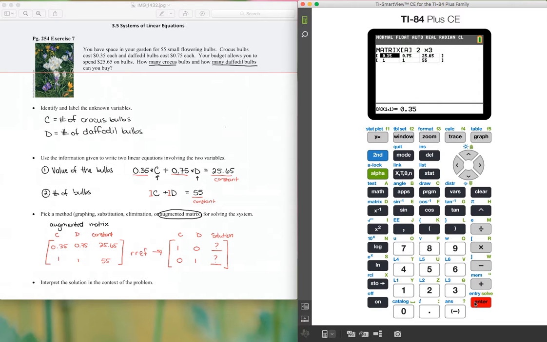Okay, now that I've typed in my matrix, you want to get out of this window. So just quit by pressing second mode. And now let's go back into the matrix. So I'm pressing second matrix.